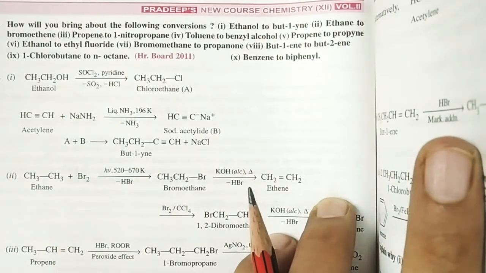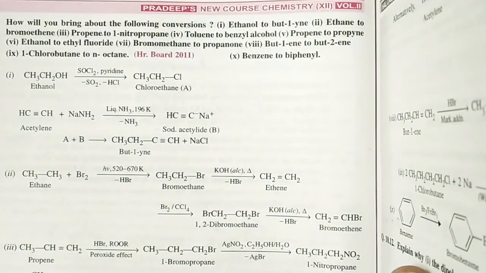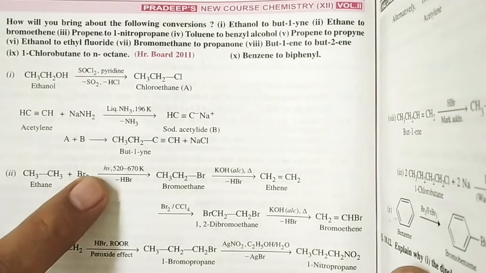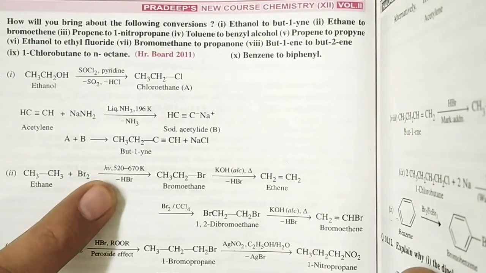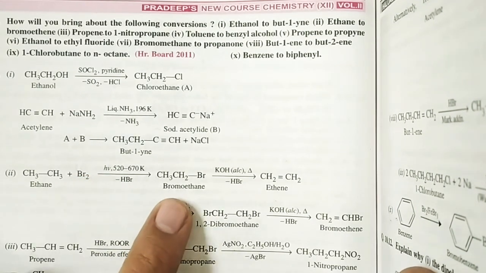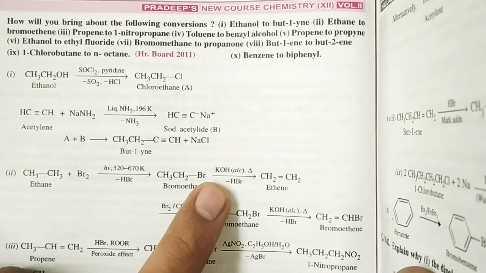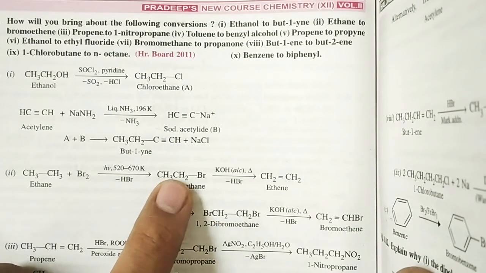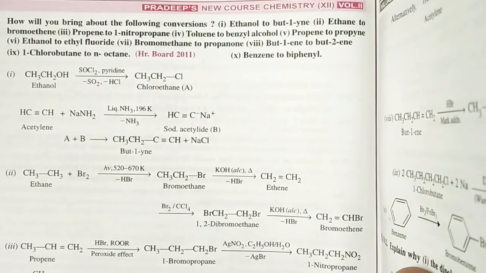Okay, next one, I want to prepare bromoethane from ethane. So first we have ethane. First, monobromination of ethane in presence of sunlight. It's a free radical substitution reaction. So we get bromoethane, and then beta elimination of bromoethane with the help of alcoholic KOH. So there is a removal of bromine from alpha and removal of hydrogen from beta. So we get a product, ethene.